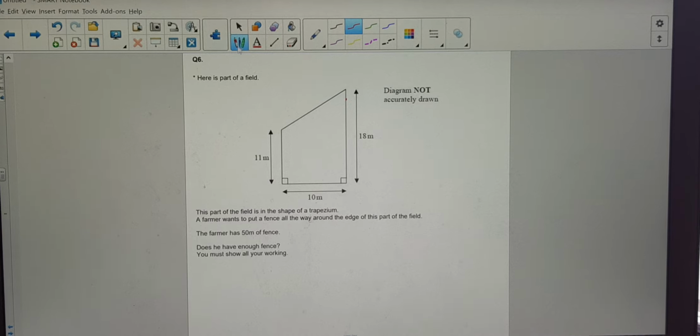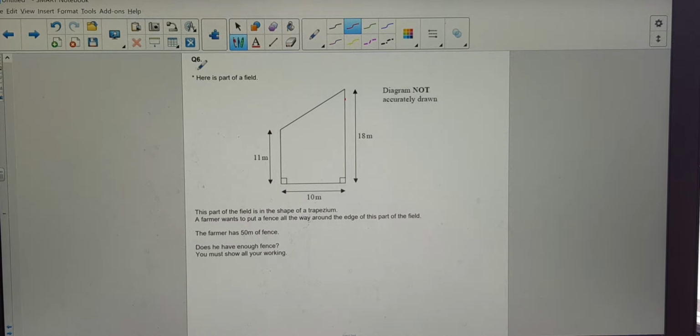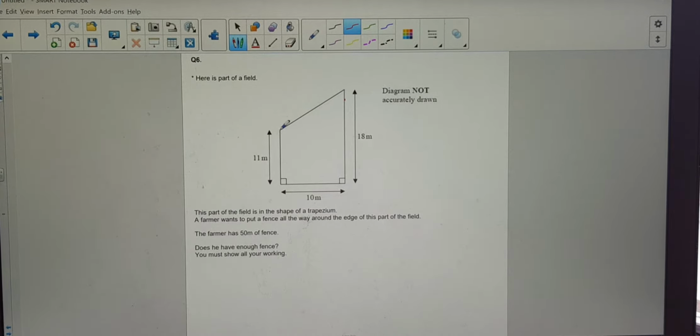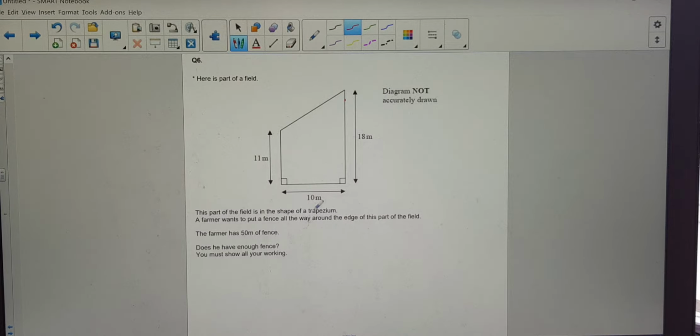Okay, guys, looking at question 6. So here is part of a field. This is the field here. This part of the field is in the shape of a trapezium. So that's the part of the field.